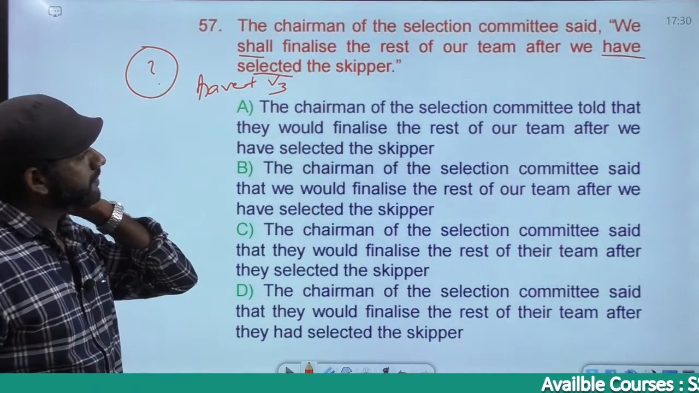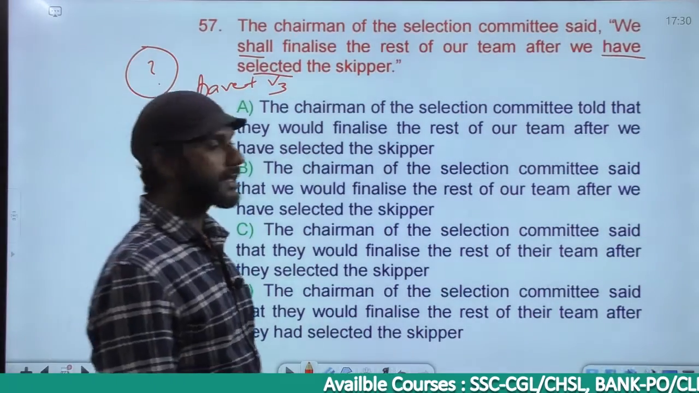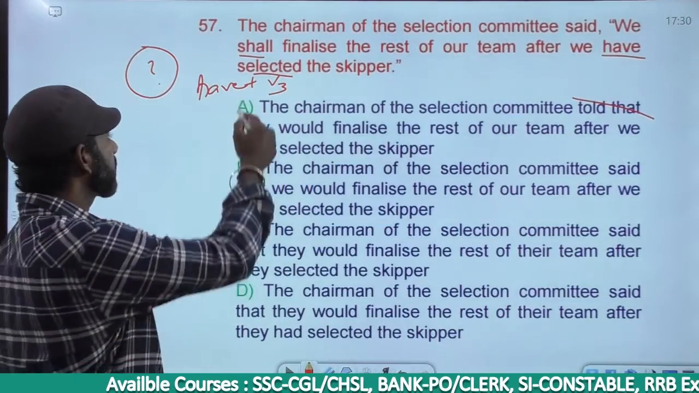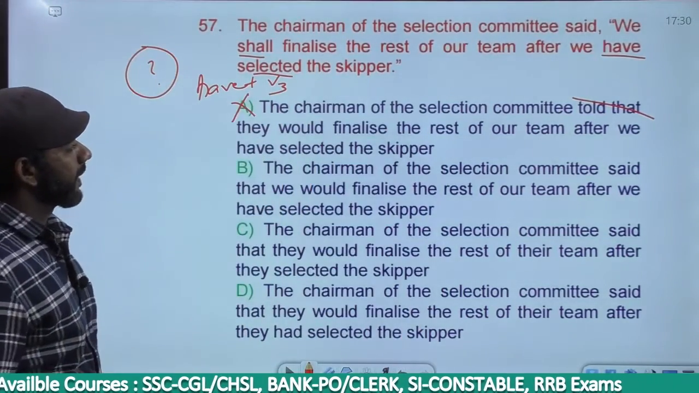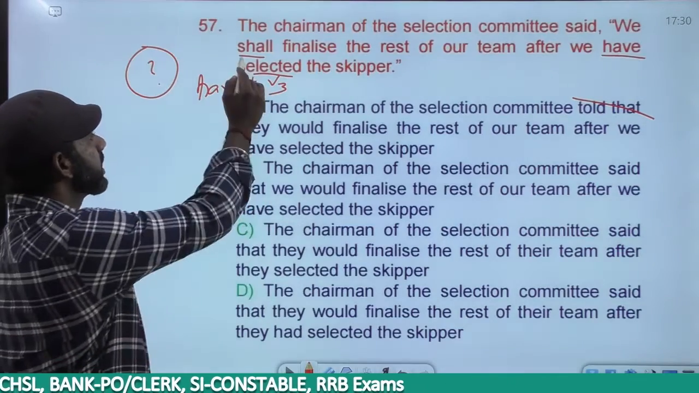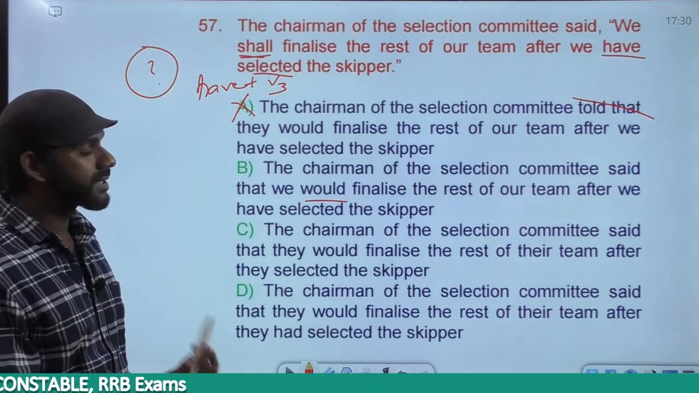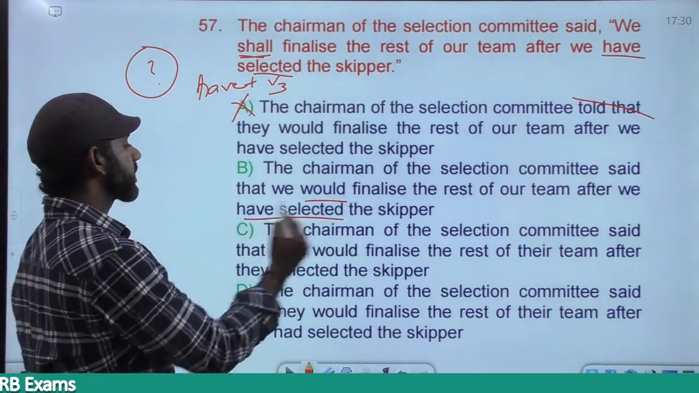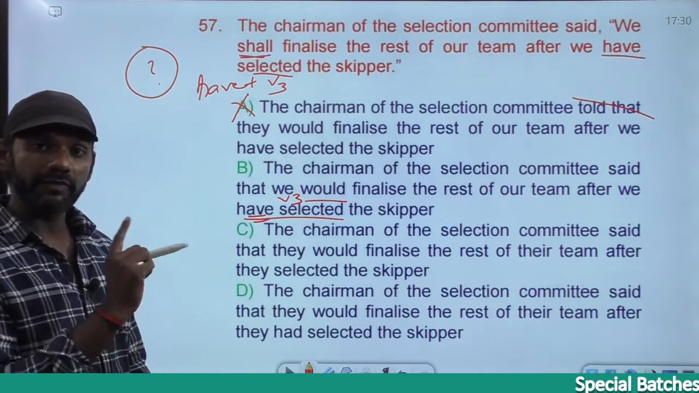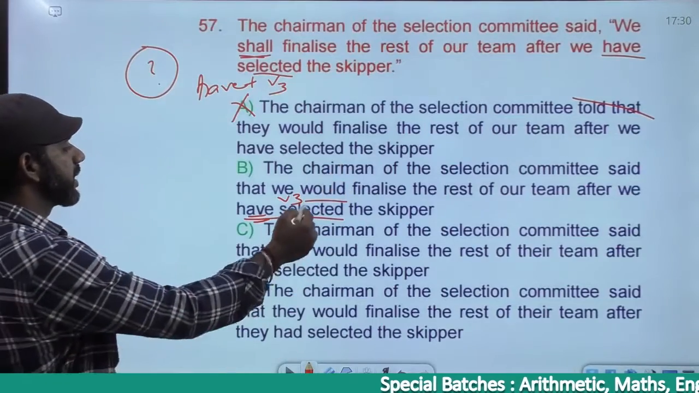Come to option A. The chairman of the selection committee told that. Here itself this option is eliminated because "told that" is a wrong usage. Come to B. The chairman of the selection committee said that we would finalize, shall became would, the rest of our team after we have selected a skipper. Have selected is have plus V3, present perfect. As per the rule, present perfect must become past perfect. The first part is fine. The second part cannot be agreed to.